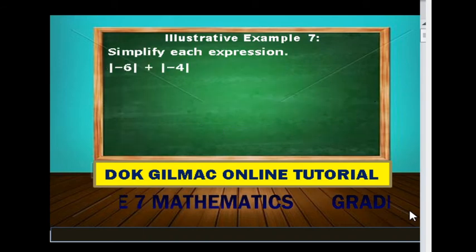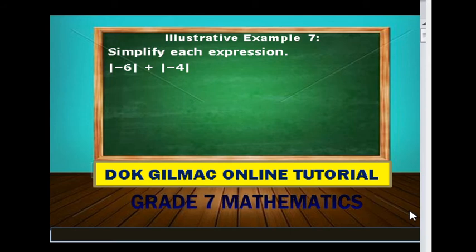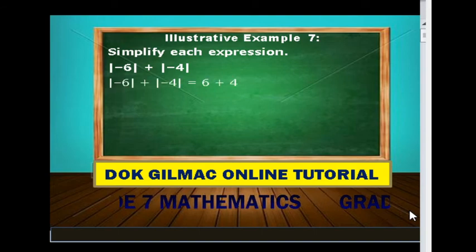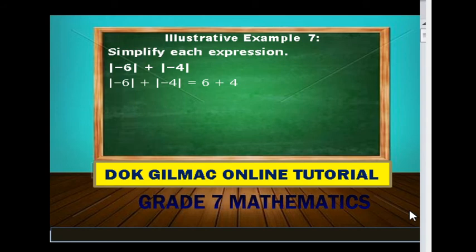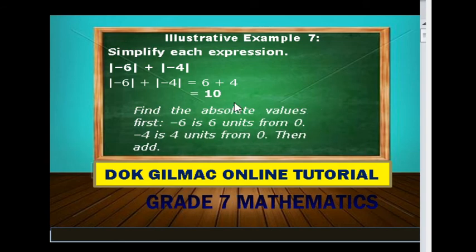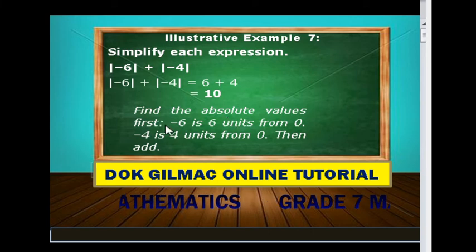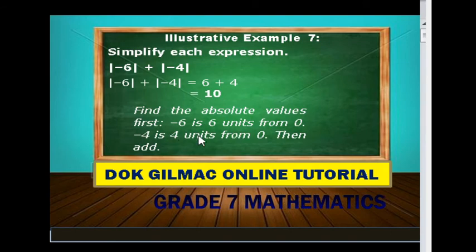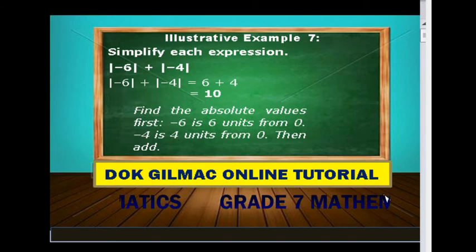Now let's have illustrative example number 7. Simplify each expression. Absolute value of negative 6 plus absolute value of negative 4. We have absolute value of negative 6 equal to 6 and absolute value of negative 4 equal to 4. So 6 plus 4 is equal to 10. The first thing we have done here is simplifying the absolute values first. Negative 6 is 6 units from 0 and negative 4 is 4 units from 0. And then we add.